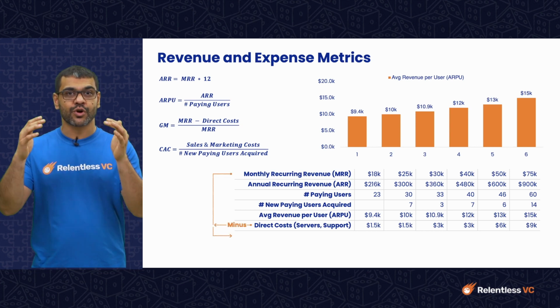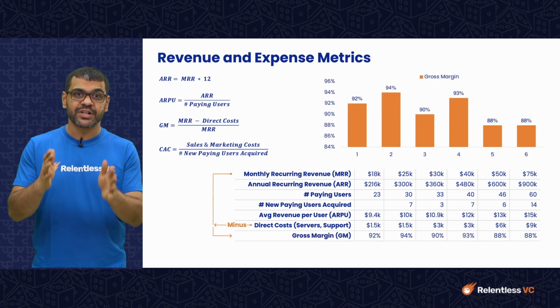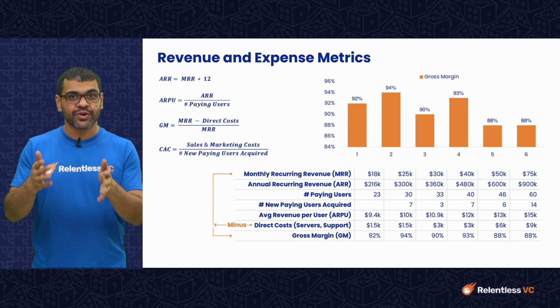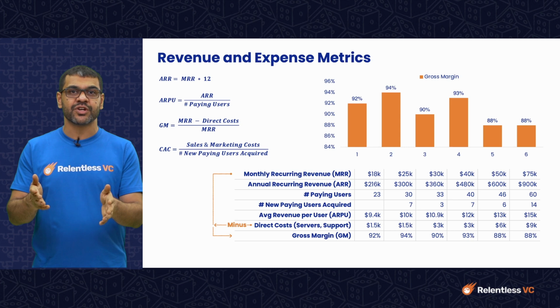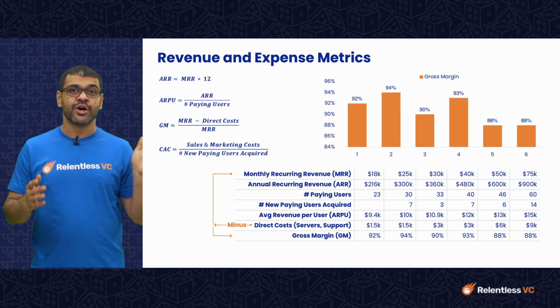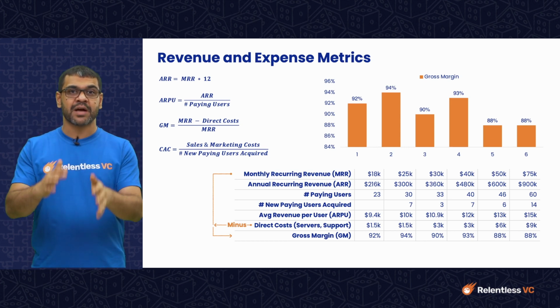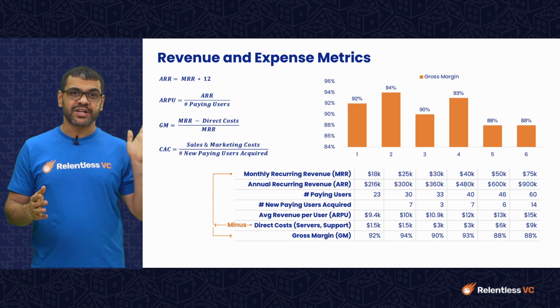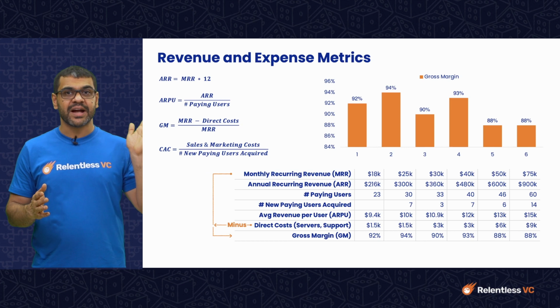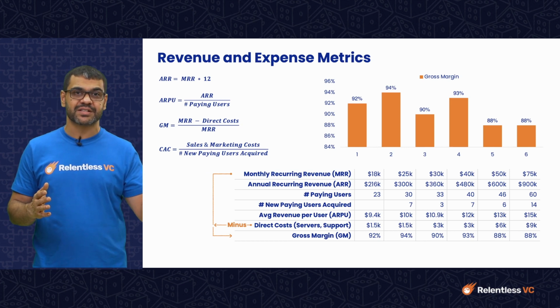This brings us to gross margin. This is the percentage of MRR left over after accounting for direct costs. So to get gross margin, you subtract direct costs from MRR and divide by MRR. The gross margin of this startup is quite stable. It starts at 92% in month 1 and ends at 88% in month 6.